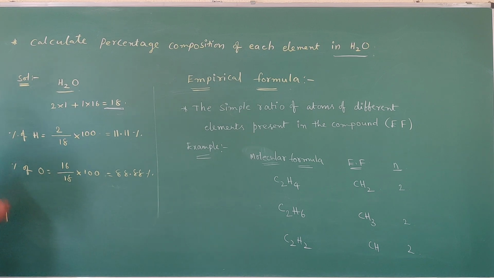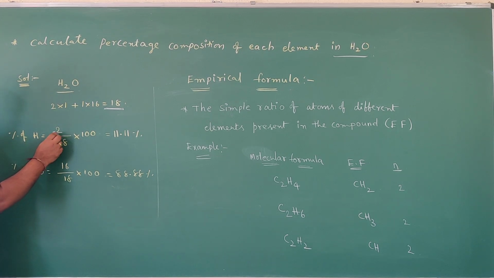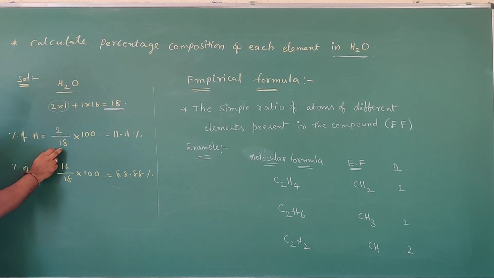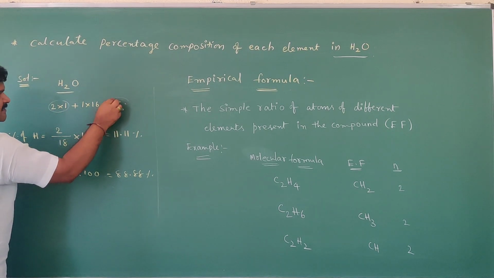Clear? Now what is the contribution of hydrogen? Percentage of hydrogen is equal to 2 by 18. Why 2? Because there are 2 hydrogens, so we take 2 into 1, 2 by 18. What is this 18? This is the molecular weight.